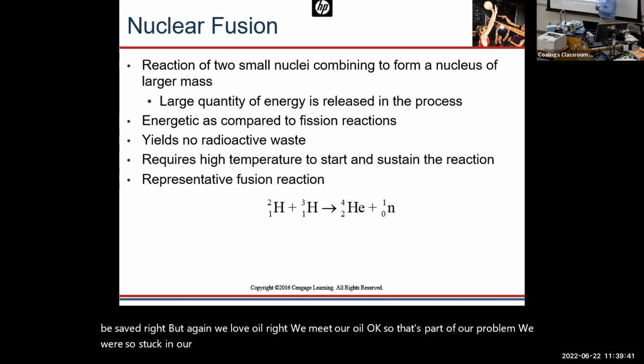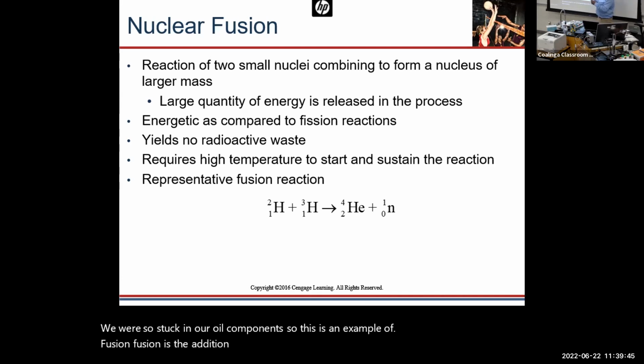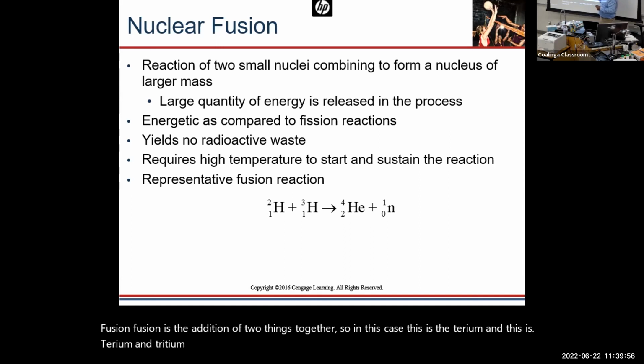So this is an example of fusion. Fusion is the addition of 2 things together. So in this case, this is deuterium, and this is deuterium and tritium. We add them together, we're going to get our helium, and we're going to get our neutron. Okay.